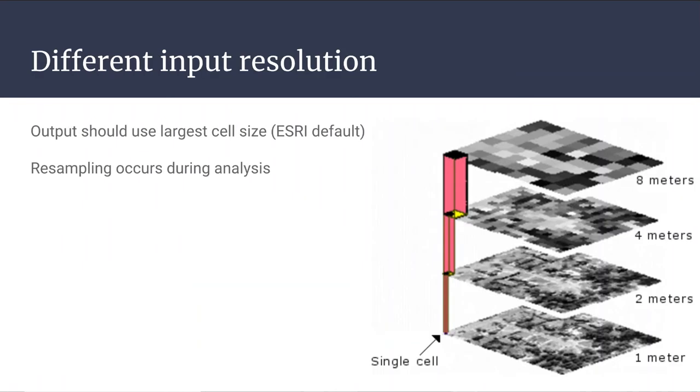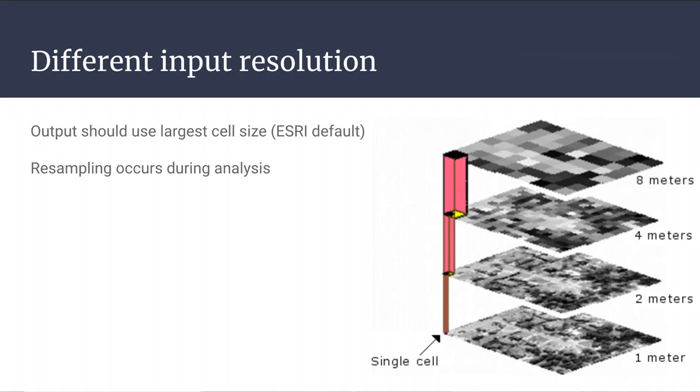And then that note about pixel size I alluded to at the beginning of this topic. The best practice is to use the largest pixel size of your inputs as the output pixel size. But again, this is something that you set in environments. The default will actually be that setting of having the largest pixel size as your output. So you might be wondering, why should that output resolution correspond to the lowest resolution input? For example, on this slide, if you have 1 meter layers and an 8 meter layer and you're combining all these together, you should use 8 meters for an output.